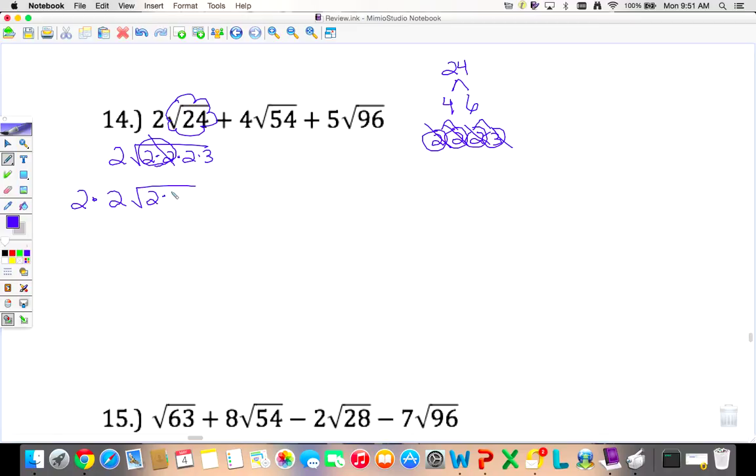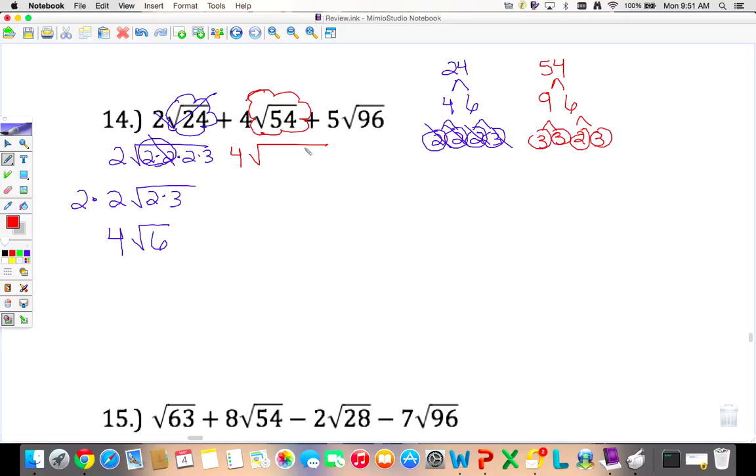Cross all these out. Okay, I have a pair of 2's. I can pull that out, cross it out, and then what I have left over is just 2 times 3. 2 times 2 is 4. 2 times 3 is 6. I am done with this part. Okay. The next one I'm going to look at is this 4 square roots of 54. Focus on 54 for right now. 54, I can do 9 and 6.